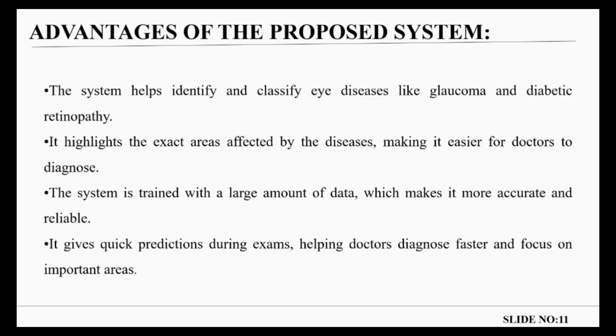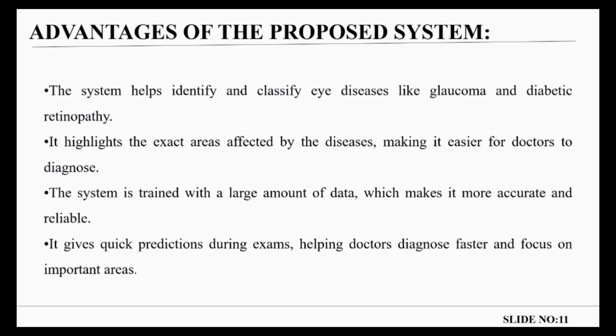Now, let me tell you the advantage of our project. This system is designed to identify and classify eye diseases like glaucoma, diabetic retinopathy, cataract, and normal eye with high accuracy. It doesn't just detect the disease but also highlights the exact affected areas in the eye, making it easier for doctors to pinpoint the problem and make accurate diagnosis.